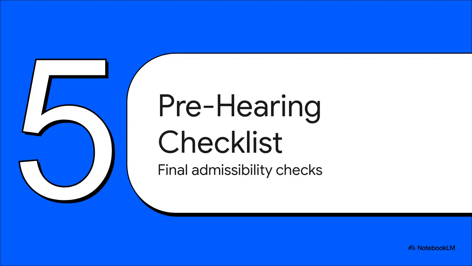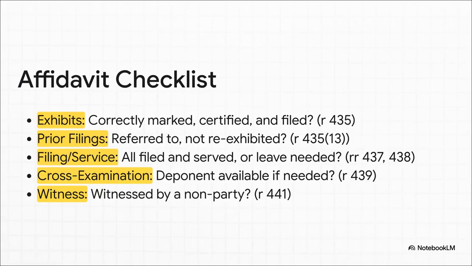Okay, so let's try to bring all of this together. Before you walk into any hearing where you're relying on affidavit evidence, here is your final essential checklist. Please internalize this checklist. Running through these 5 points before every single hearing is the kind of discipline that separates the prepared advocates from the panicked ones. It's how you're going to avoid those unforced errors and really strengthen your advocacy.